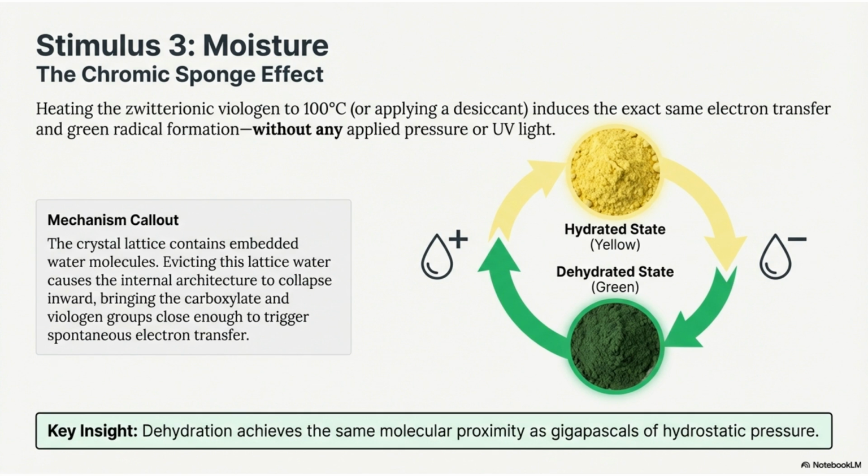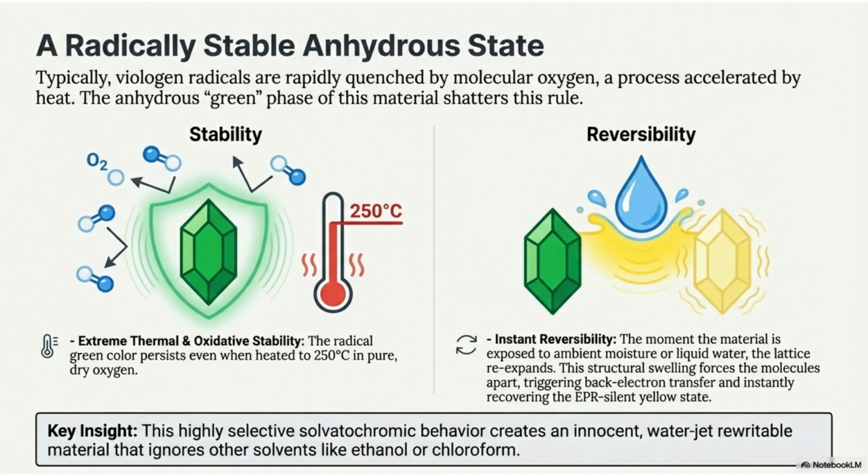Heating or applying a desiccant induces the same electron transfer and green radical formation as pressure or light. Dehydration collapses the internal architecture, bringing groups close to trigger electron transfer. The anhydrous green phase exhibits radical stability, persisting even when heated to 250 degrees Celsius. This state is instantly reversible.